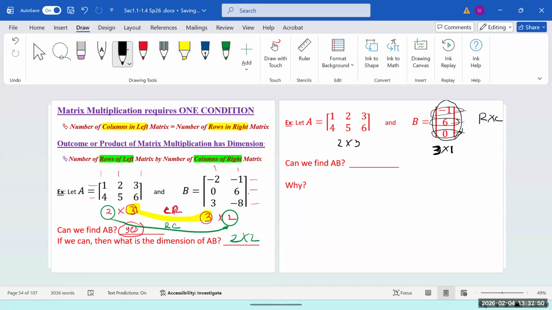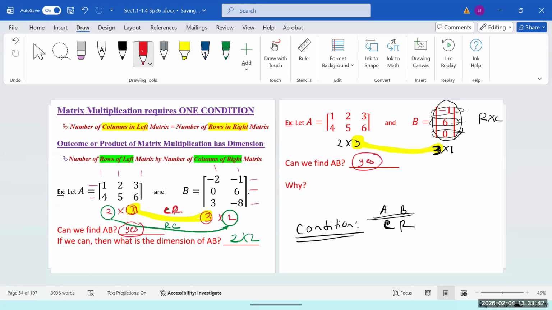So can we multiply AB? No. Why not? Because the rows are not the same. The condition is CR, means the number of columns on your left matrix has to be the same as the number of rows on the right matrix. So this is our left matrix A, and this is our right matrix B. How many columns do we have in A? 3. How many rows do we have in B? 3. As long as these two numbers are the same, we can multiply. Okay. So the answer is yes.